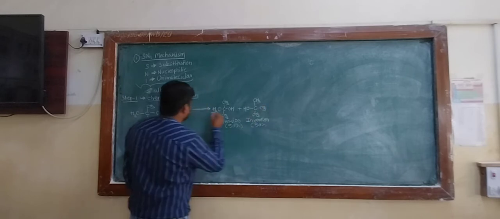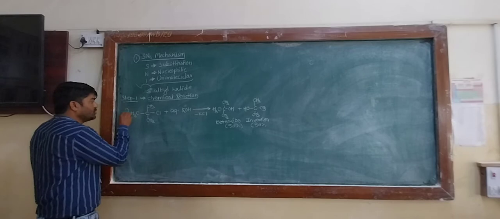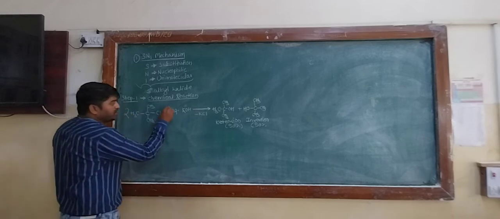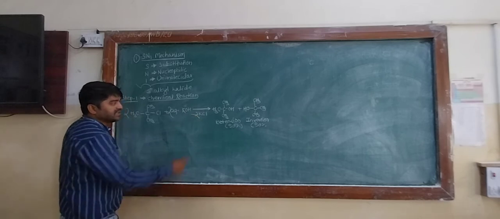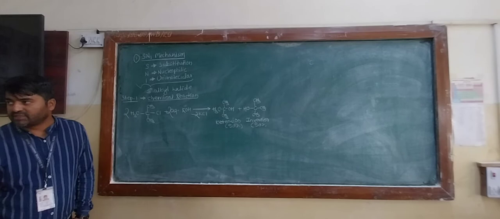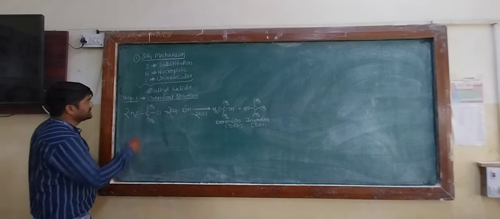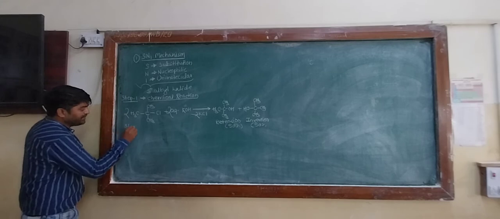The byproduct is KCl. So 2 moles of alkyl chloride treated with 2 moles of KOH give twice KCl, with 50% inversion of configuration and 50% retention of configuration. This is step 1.